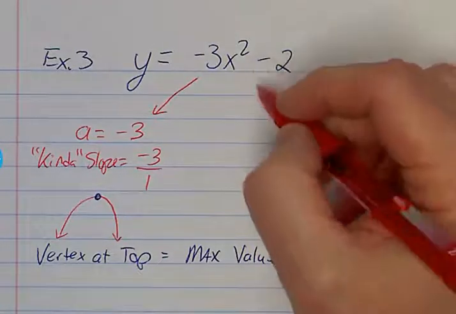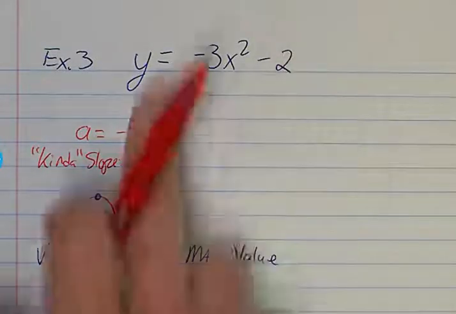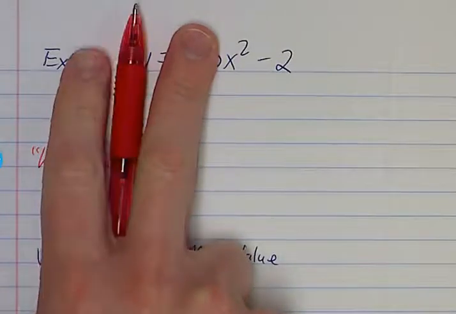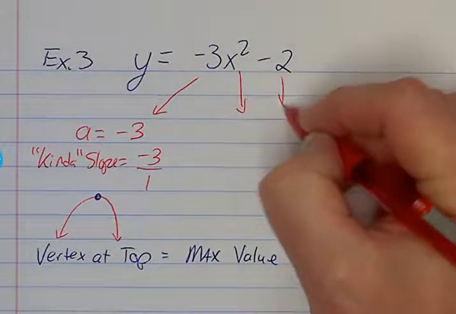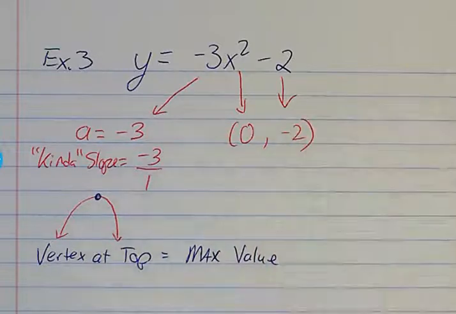Okay, vertex. We need 2 points. Now, the problem is we only have one number back here, right? Because whatever's behind the x, that's going to be the vertex. And there's only one number back here, so one of them's missing. There's nothing on the inside, so that means the first value would be 0. That second value is going to be negative 2.